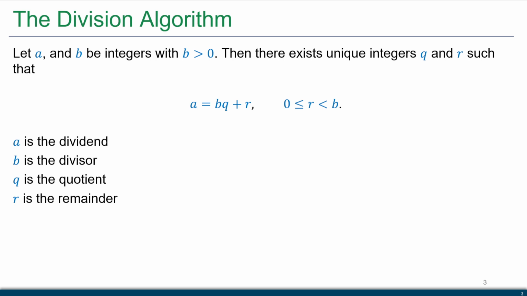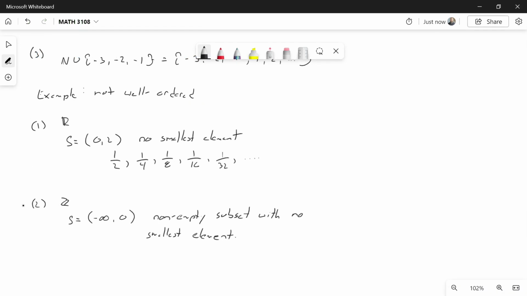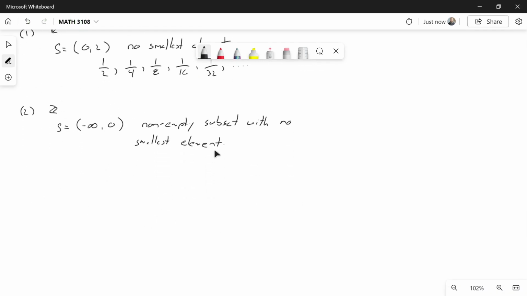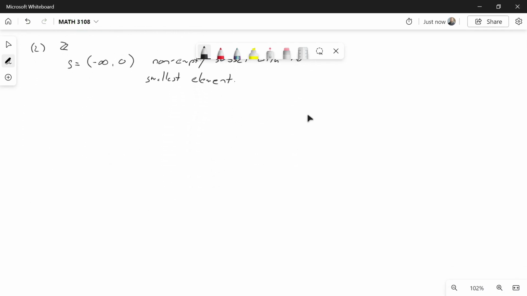Each variable has a specific name. So a is the dividend, b is the divisor, q is the quotient, and r is the remainder. Now, the division algorithm is something that we've been doing, even if it wasn't formally defined back in the day. This is something that we've been doing since grade school. Let's see an example of what I mean by that.